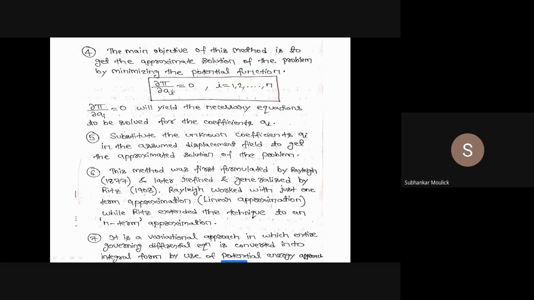That means del pi by del a1 equal to 0 will give you one equation. The second time, del pi by del a2 equal to 0 will give you the second equation. You will have two equations and two unknowns. With those you can get the values of a1 and a2. This is step number 4.